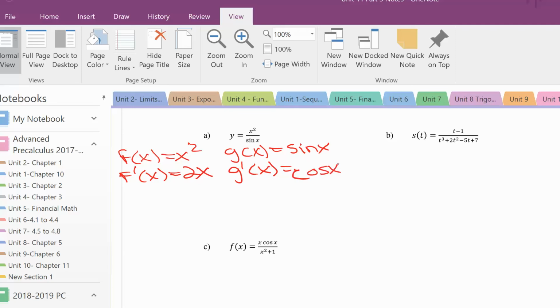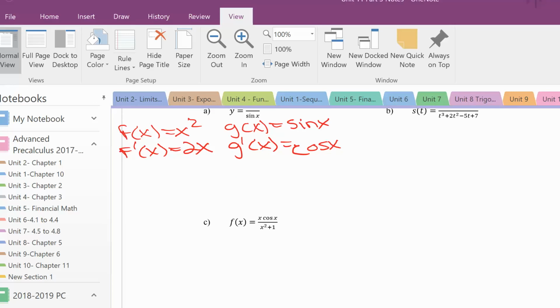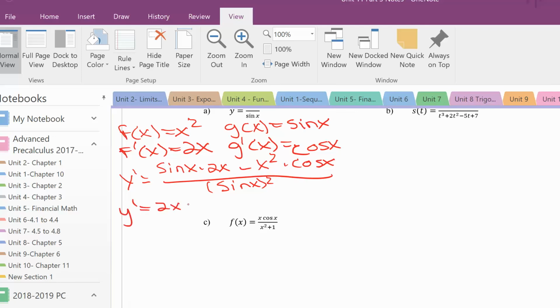So now if you look, you're going to take g, which is sine of x, times f prime minus f, which is x squared, times cosine x, all over, so this is y prime, all over the square of g, which is sine x squared. So if I just simplify that, I get 2x sine x minus x squared cosine x all over sine squared. And that is my final answer.